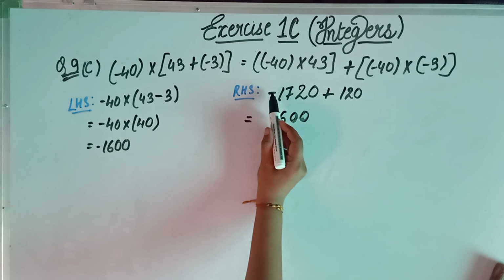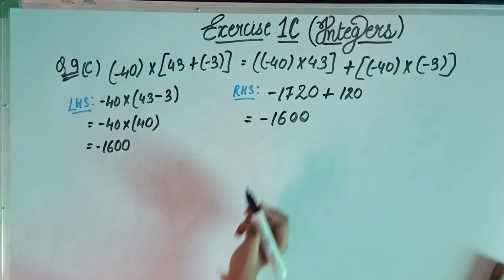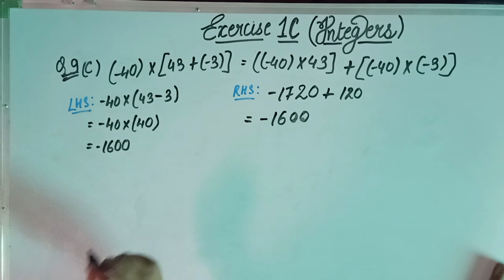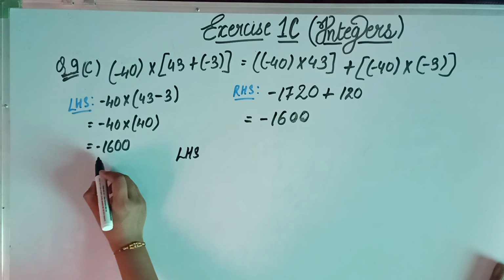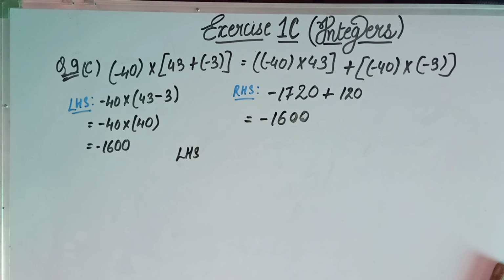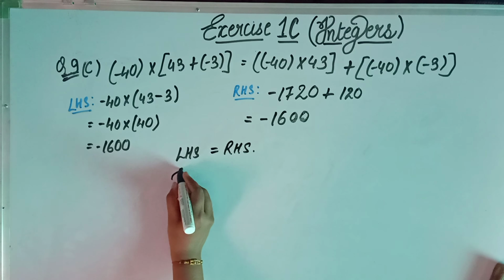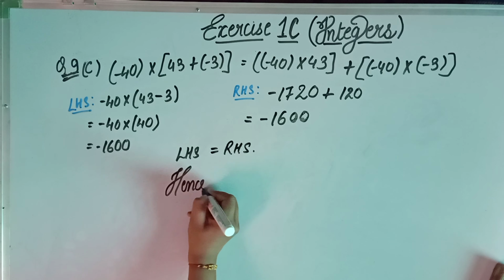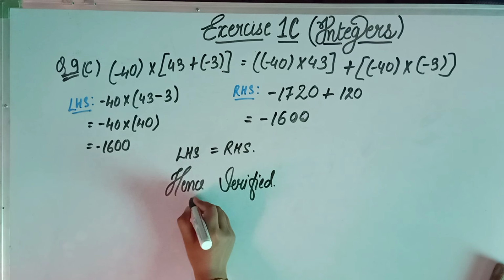This number is greater which contains the minus sign. So whatever the number which is greater, we need to put that particular sign. So here we have minus, so we need to put the minus sign also. We need to put it over here also. So here in the LHS we get minus 1600, in RHS also we get minus 1600. So we can say that LHS is equals to RHS, and hence verified.